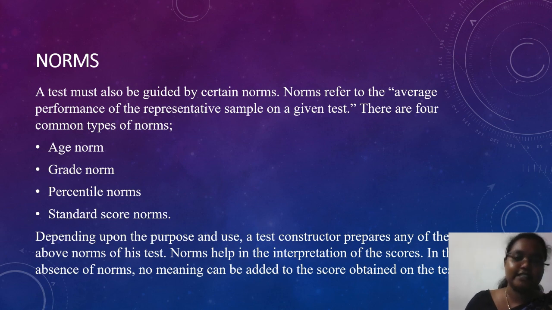Norms in testing refers to standards or benchmarks against which an individual's performance can be compared. Characteristics of good norms in testing include representativeness. Norms should be derived from a sample that is representative of the population being tested, ensuring accuracy in comparison. Second is validity. Norms should accurately reflect the construct being measured by the test.